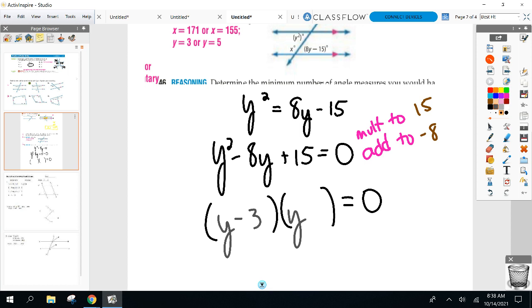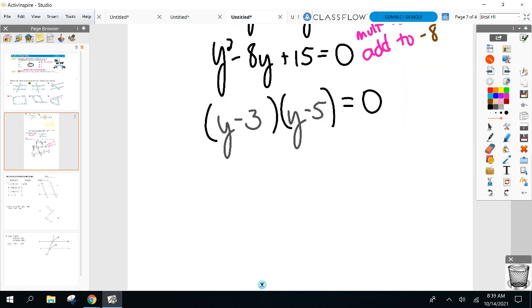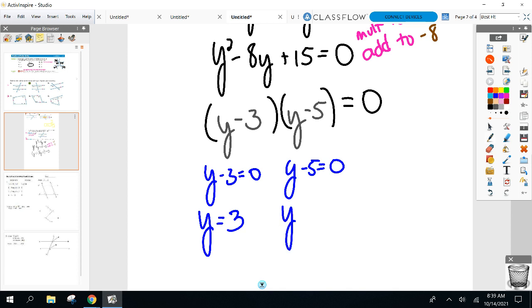Negative 3, negative 5. Everyone see how they both add to negative 8 and multiply to 15? That's the type of factoring I'm going to ask out of you guys this year, for now, anyway. You did not solve for y yet, though. From here, now you set each of them equal to 0. Y minus 3 equals 0. Y minus 5 equals 0. One value y could be 3. Or another value y could be 5.